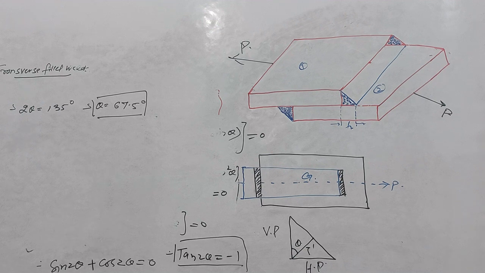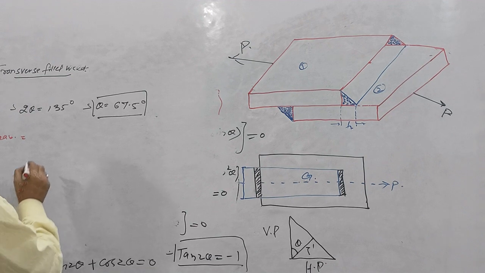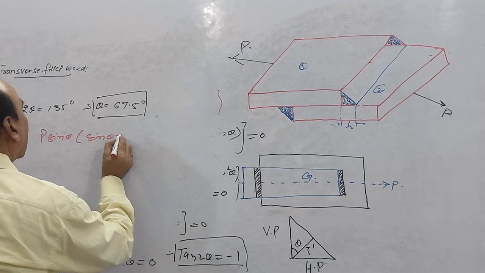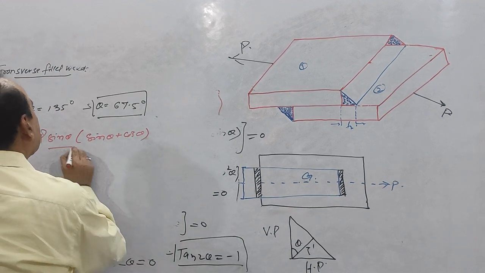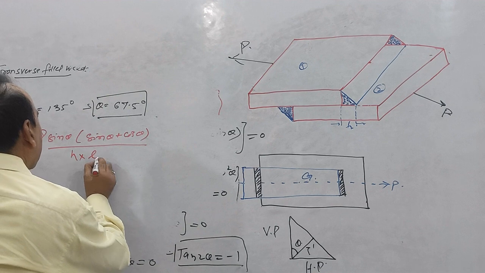Now substitute the value of theta here, जो आपके पास इक्वेशन आई थी, कौन सी इक्वेशन थी, टाउ मैक्स क्या इक्वेशन थी आपकी, टाउ मैक्स इक्वेशन थी P साइन थीटा इंटू साइन थीटा प्लस cos थीटा डिवाइडेड बाई H इंटू L. दिस इज द इक्वेशन, राइट.